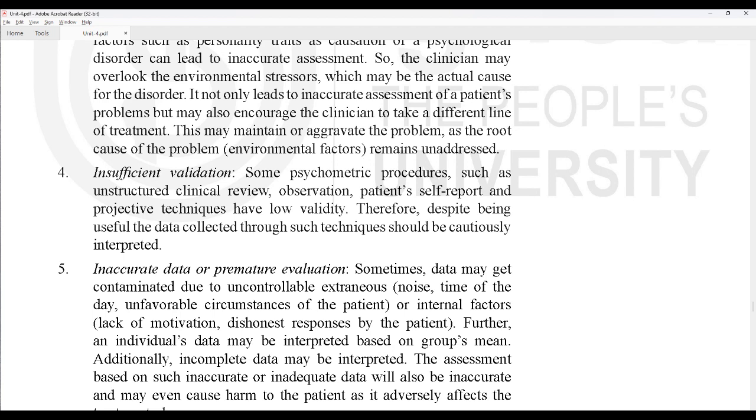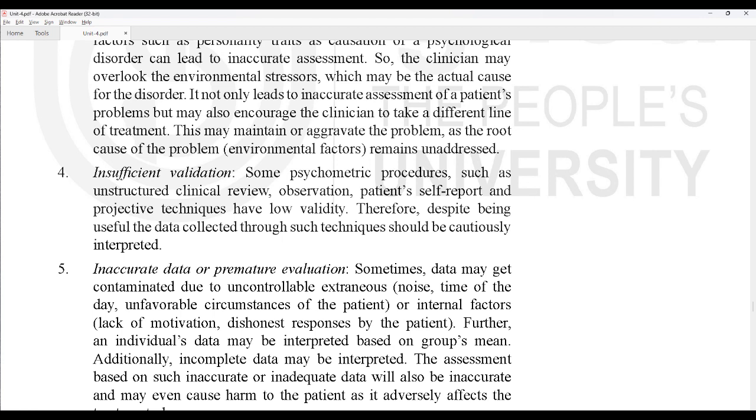4. Insufficient validation. Some psychometric procedures, such as unstructured clinical review, observation, patient self-report and projective techniques have low validity. Therefore, despite being useful, the data collected through such techniques should be cautiously interpreted. 5. Inaccurate data or premature evaluation.